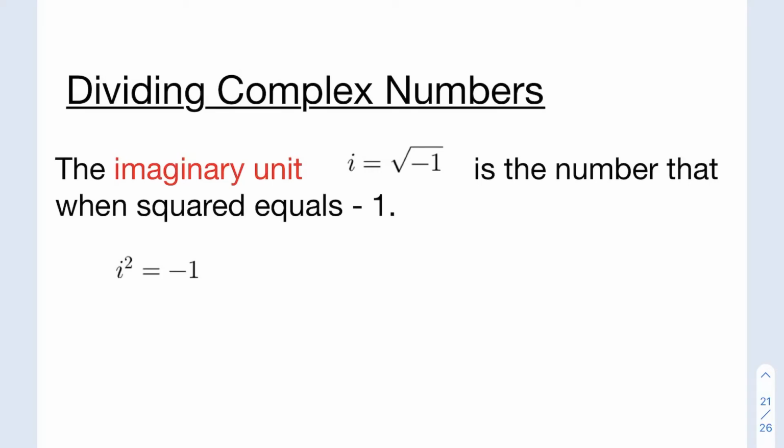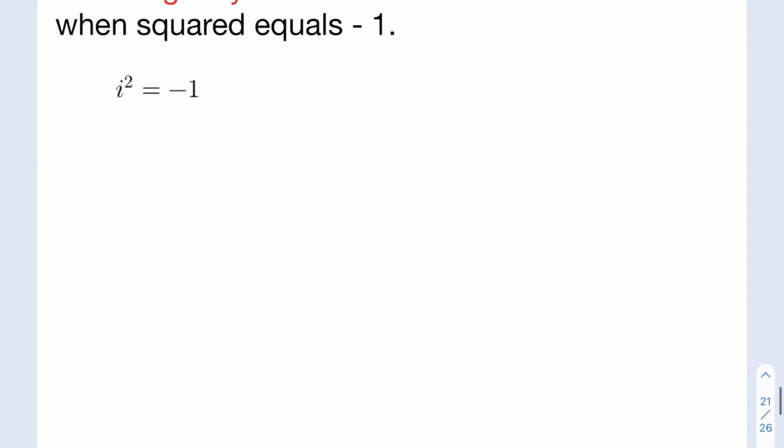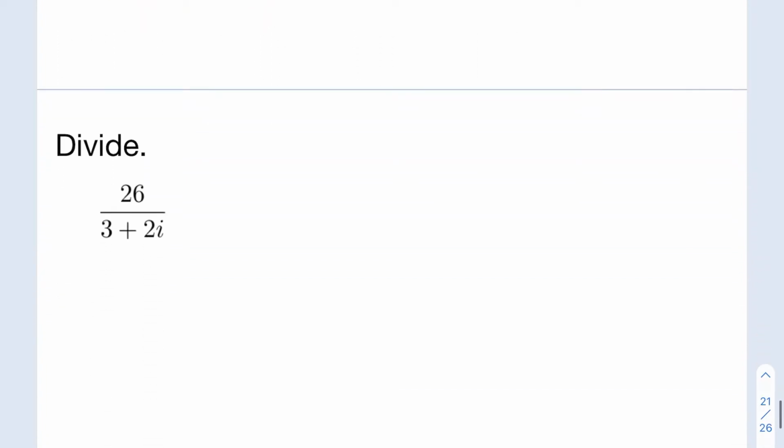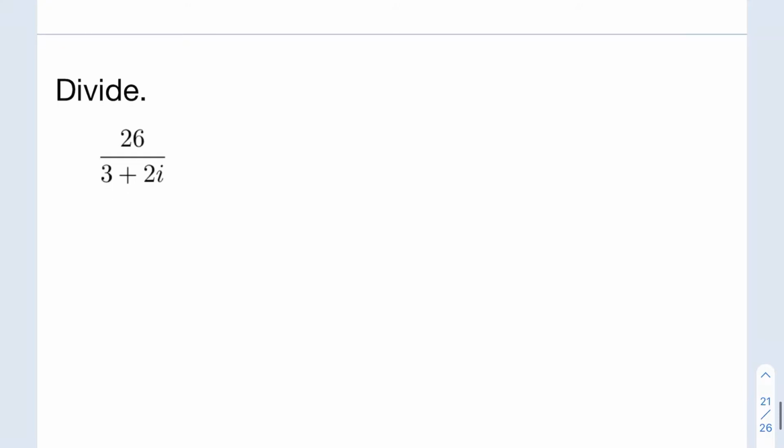Now let's take a look at dividing complex numbers. So we still have the imaginary unit i, which is the square root of negative 1. The significance of i is that i squared is negative 1. So in order to do a division, here's a division. On the top we have a real number and we're dividing it by a non-real complex number.